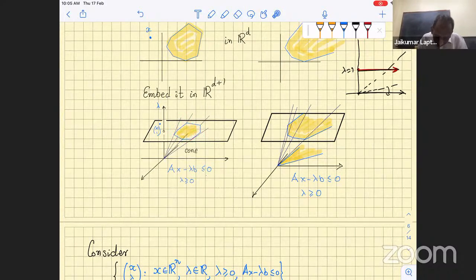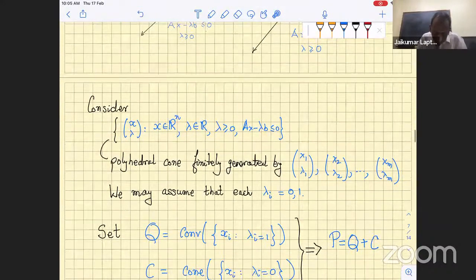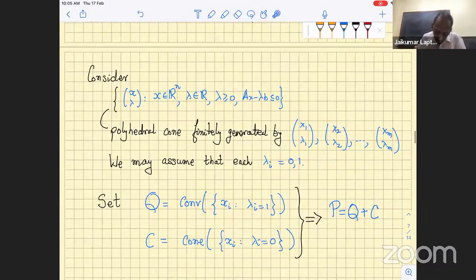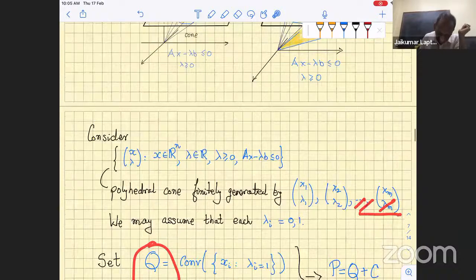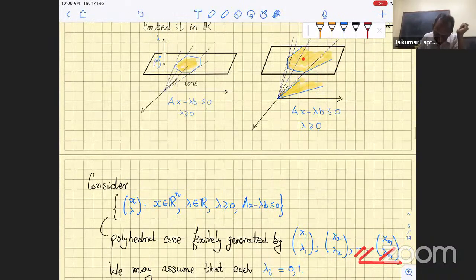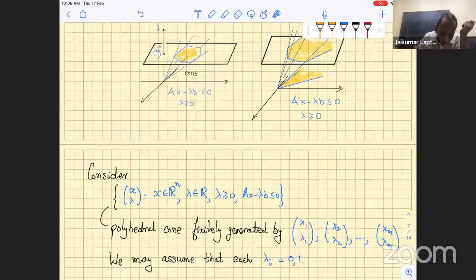Yeah, a convex hull. And those that gave you lambda equals 0, you just knock off their last coordinate. That forms the cone, and that cone is the C that you want. So you set your Q, the convex hull that you wanted, you extract it out of this solution which came from the previous theorem, last time's theorem, by knocking off lambda where lambda is 1. And from the remaining, you knock off lambda where lambda is 0 and check that every point of your polyhedron now is generated.